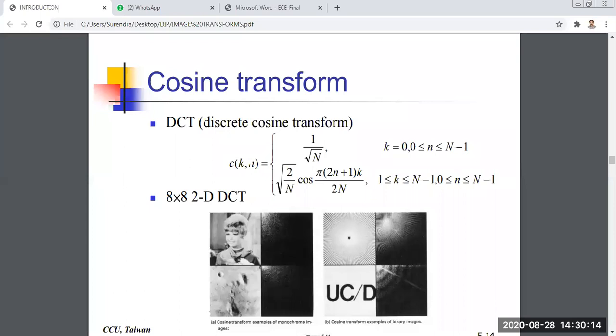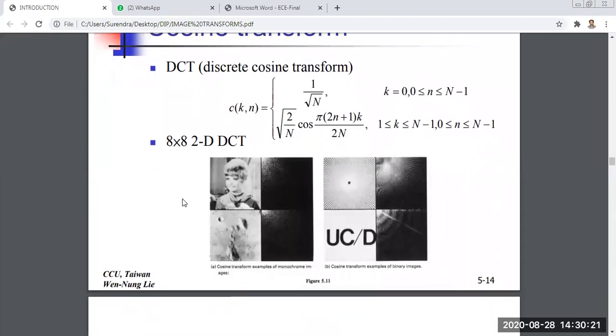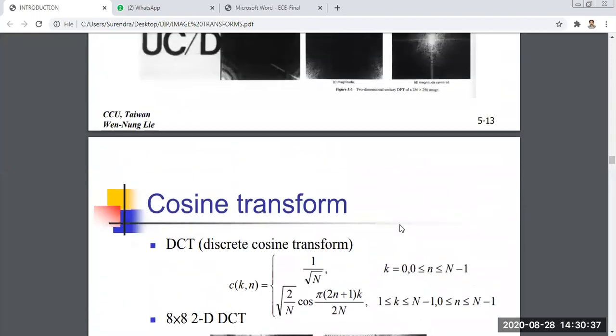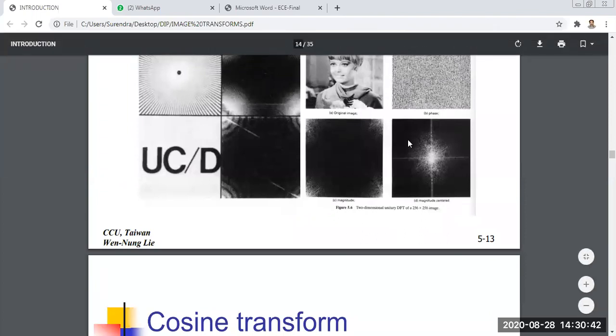K is nothing but frequency, and small n is your input time domain. So the same example, if you are taking an 8 by 8 image: the cosine transform example of a monochrome image, first, and the cosine transform example of a binary image. Let us consider, as in our previous case, that these four are binary and these four are normal monochrome images. If a monochrome image is converted into binary, the application will be like this.